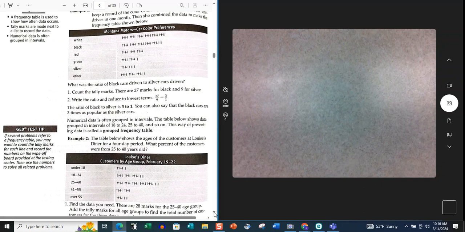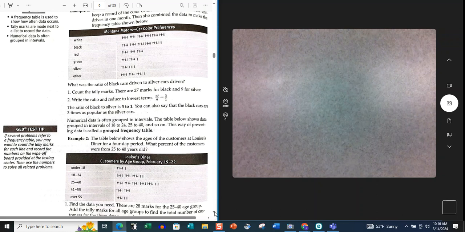Numerical data is often grouped in intervals. The table below shows data grouped in intervals of 18 to 24, 25 to 40, and so on. The way of presenting data is called a group frequency table. The table below shows the ages of the customers at Louise's Diner for a 4-day period. What percent of the customers were from 25 to 40 years old?